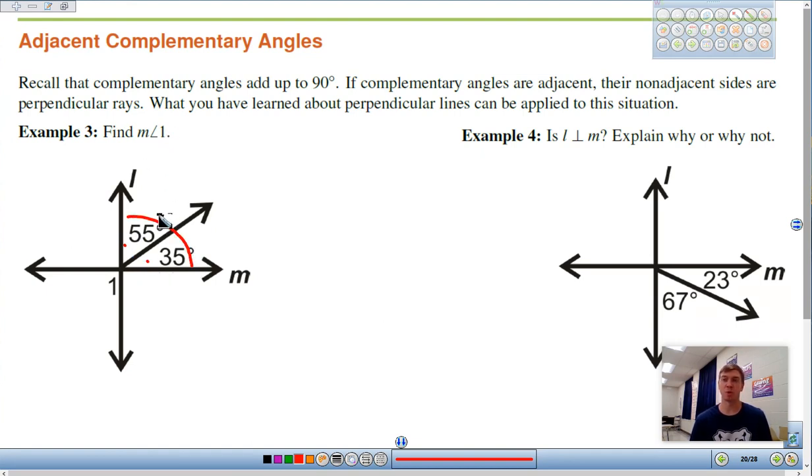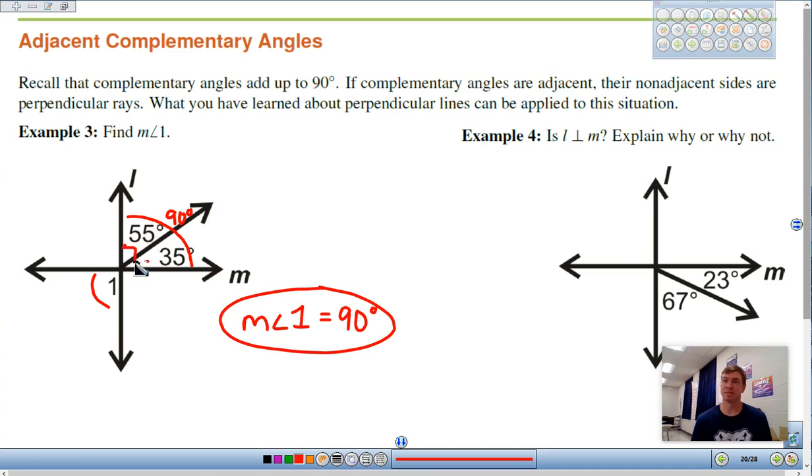They're asking for the measure of angle 1. Well, if I add those together, that's 90 degrees. You can do this in lots of different ways, but if this is 90, the vertical angle here, angle 1, that's going to be 90 degrees. Because if this is a 90-degree angle, then all 4 of those are 90 degrees.